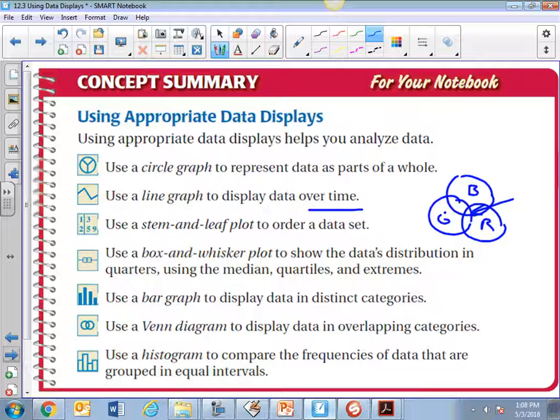What's that? It's wrong. I'm wearing green and red. Oh, you're in green and red? Okay, you're right. But anyway, that's my best explanation of a Venn diagram.